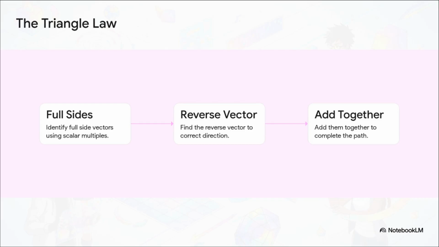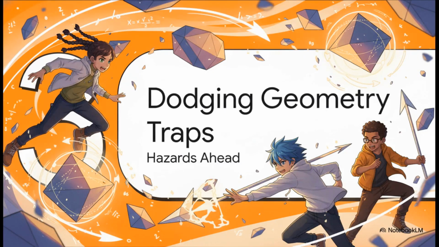I can't stress this enough. Physically trace this out. Sketch your triangle, draw big, bold arrows pointing in your direction of travel. Seriously, your own finger is your best navigational tool here. But hey, keep your eyes peeled. Let's move to Section 3, Dodging Vector Geometry Traps, because there are definitely hazards ahead.